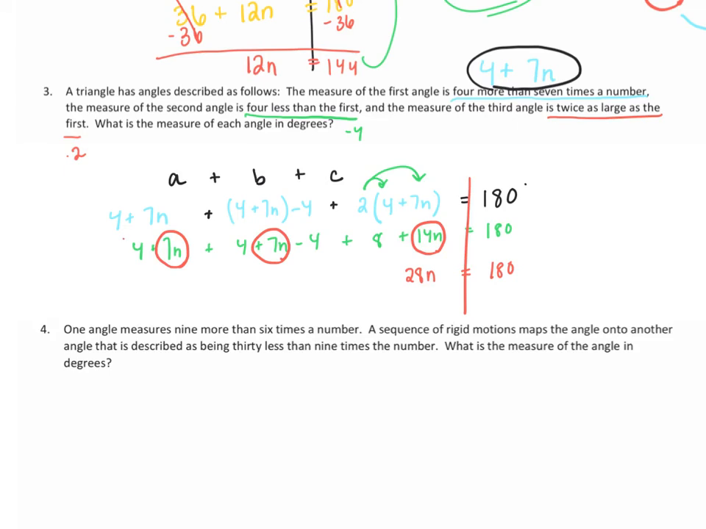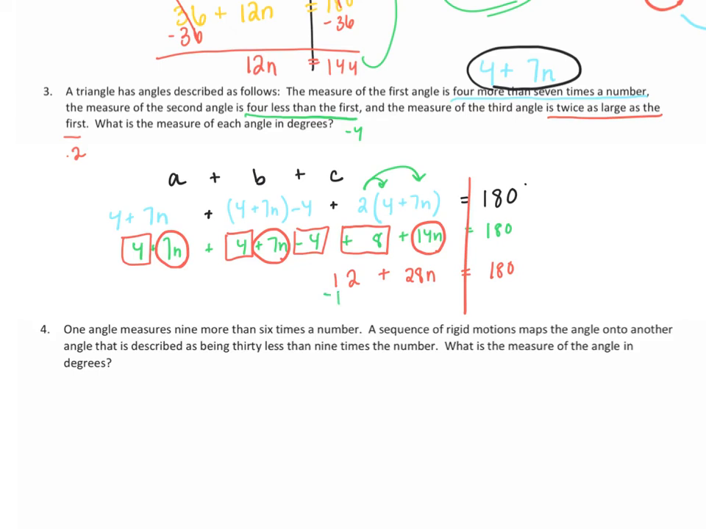Everything else on here I can combine too. 4 plus 4, so I'm at 8, minus 4. Now I'm at 4 again, plus 8. 8 plus 4 is 12. So I have 12 plus 28n equals 180. Again, that last step I just did, I just combined like terms.